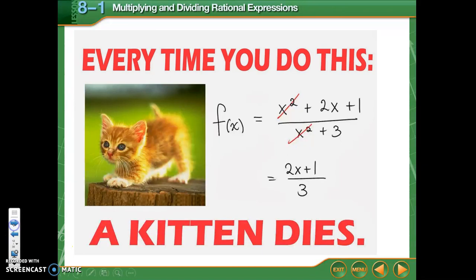So only cancel factors, not terms. Don't let this happen to you. Do not cross out terms. This is wrong, this is math crime, and you don't want to kill kittens.